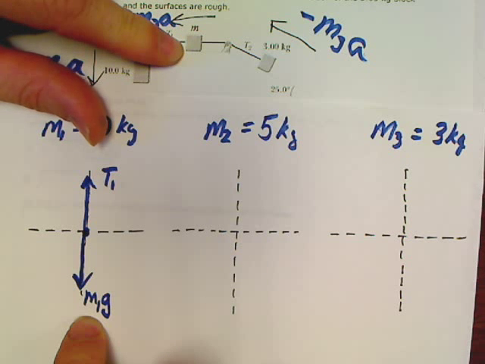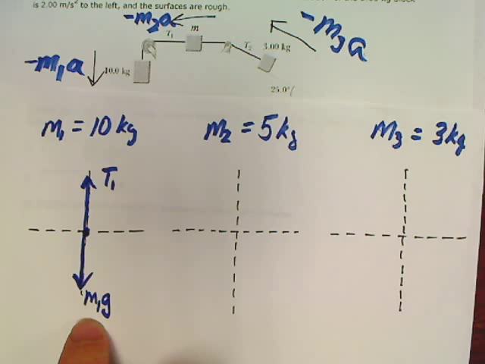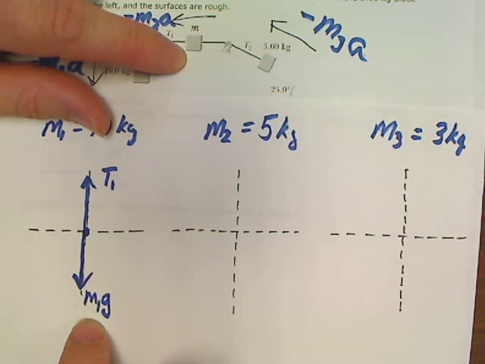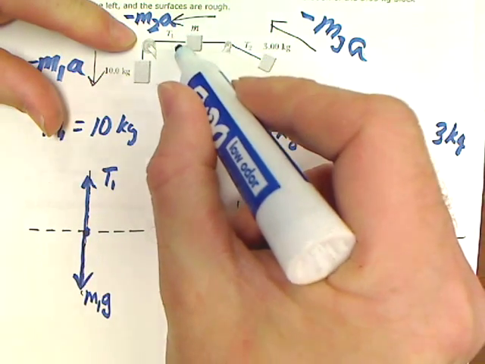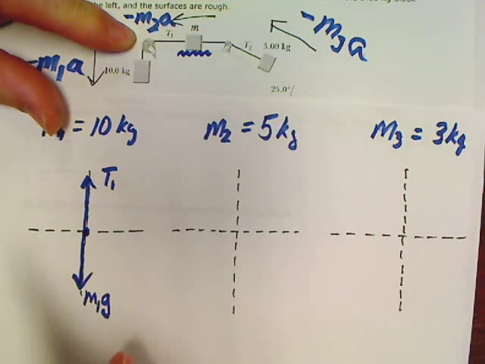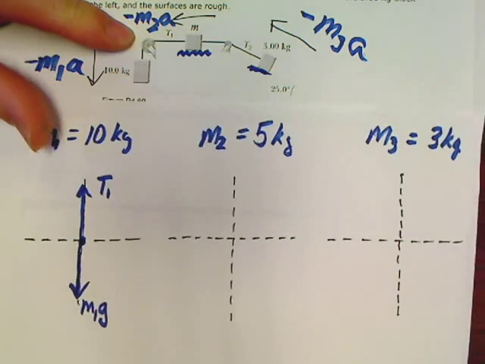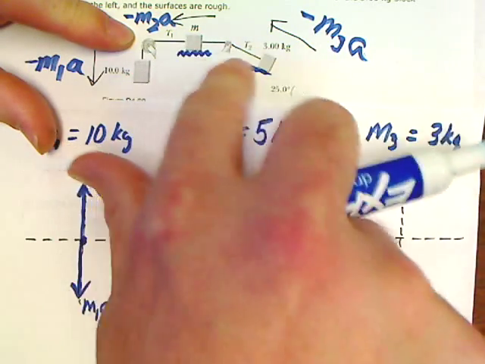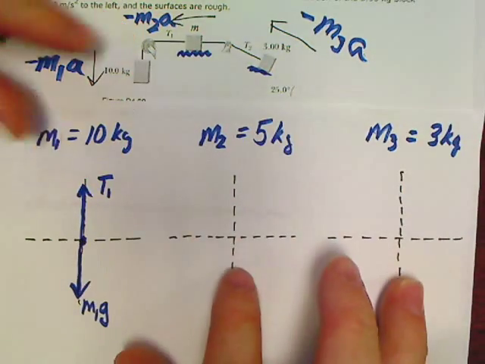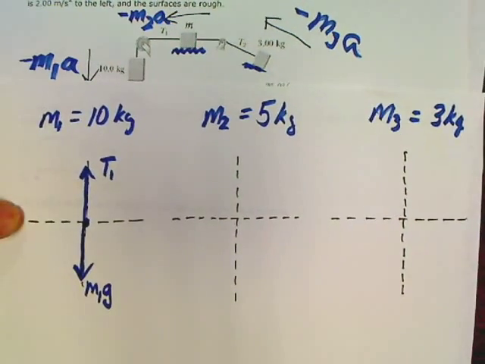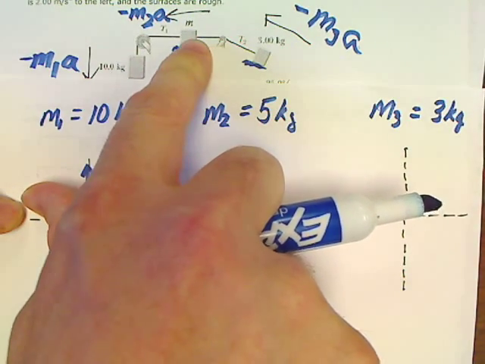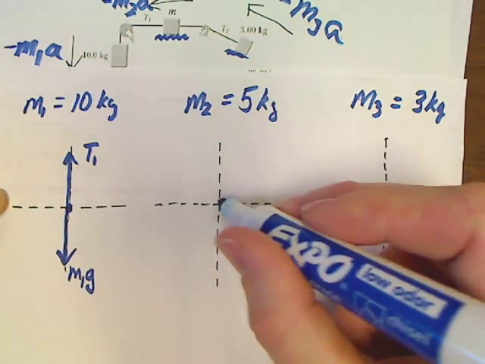Now let's go over to this object over here. Now, the part about this that makes it hard is it said that this surface is rough. What's the significance of that surface being rough? Both of these are on rough surfaces. That means that there is a friction present working against each of these objects. So now, let's do a free body on this one. Let's do the obvious things first.